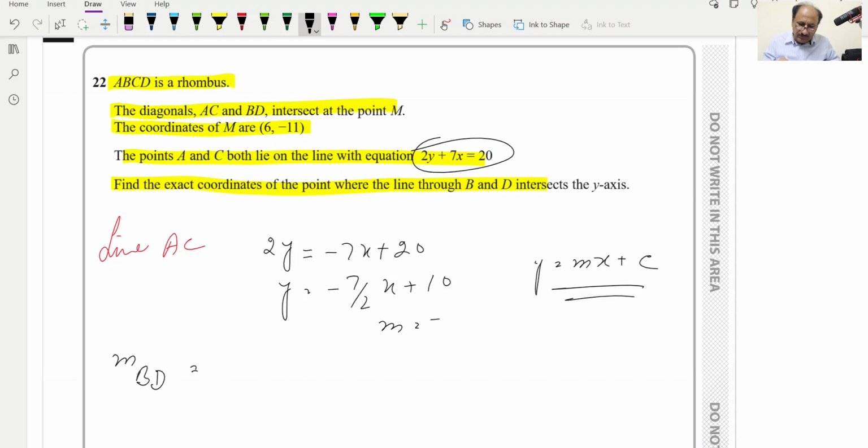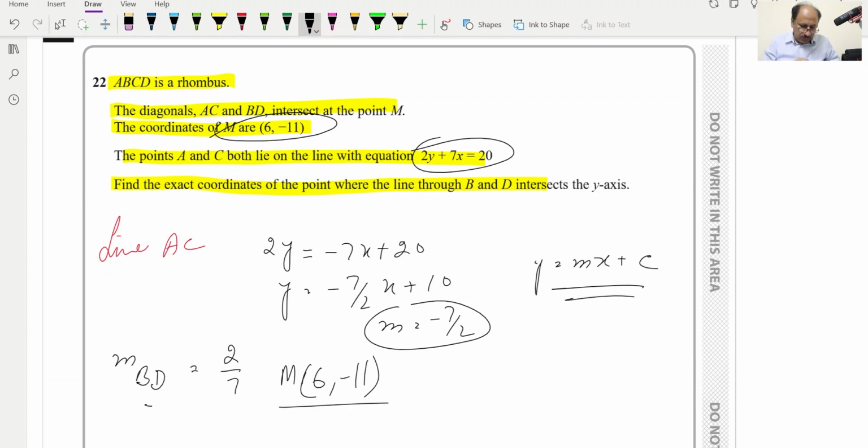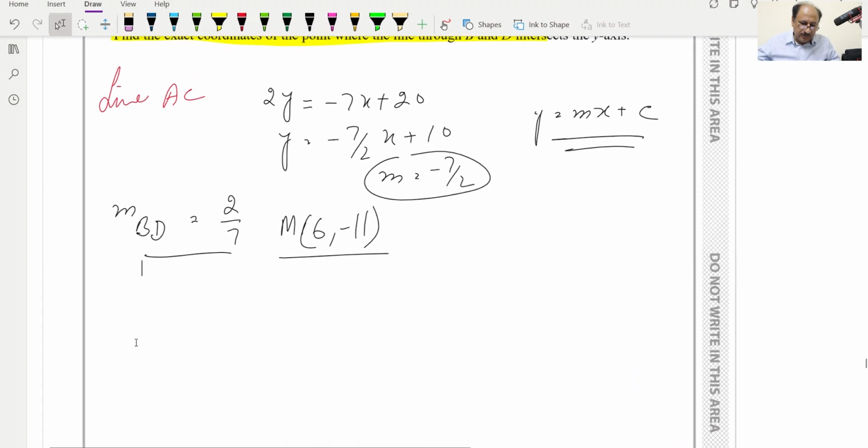m in this case is minus 7 by 2, but m of BD will be perpendicular, so it will be the reciprocal and change sign, so it will be 2 by 7. The point given is (6, -11), and we can write the point as 6 and minus 11. So this is basically the M point. So we'll use this gradient and the M point and write the equation, using the y = mx + c format.